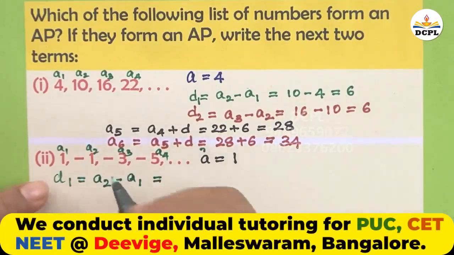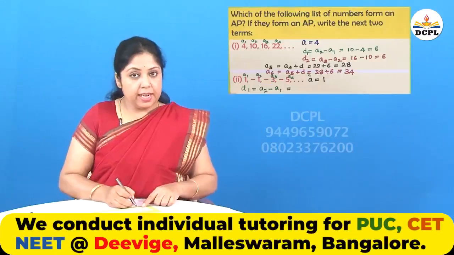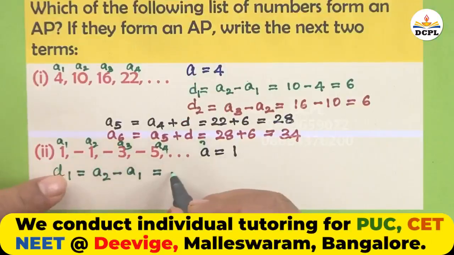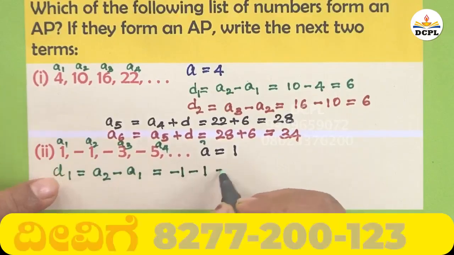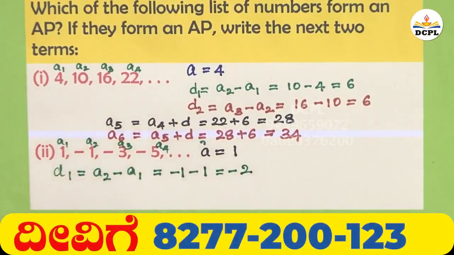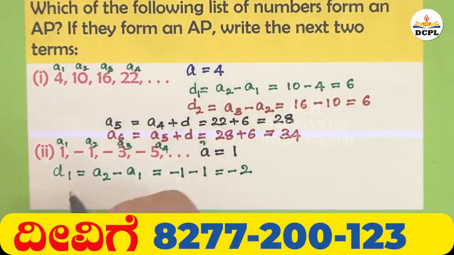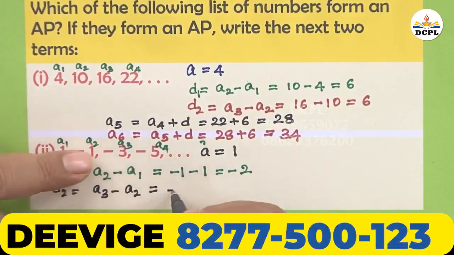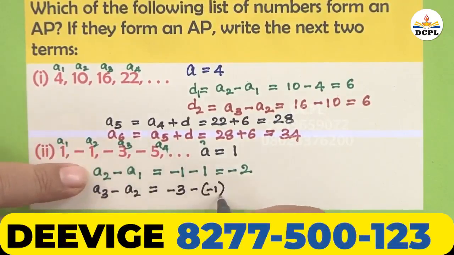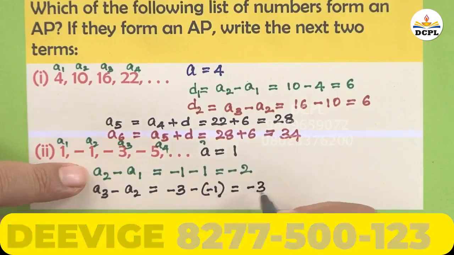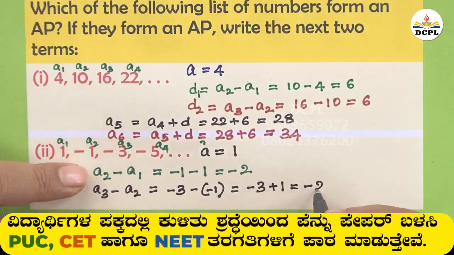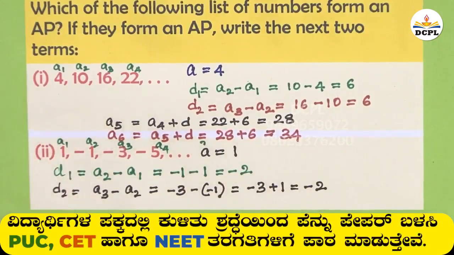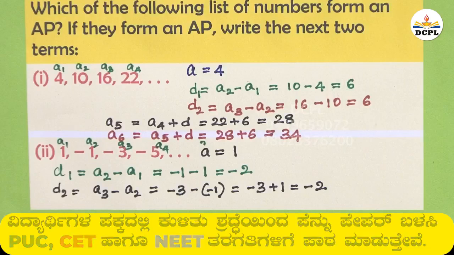Dear students, be very careful whenever there is a negative sign in the sequence. So this is minus 1 minus 1, which is equal to minus 2. The next part is D2. D2 is given by A3 minus A2, which is minus 3 minus of minus 1. So this is minus 3 plus 1, which is equal to minus 2. Again, the common difference seems to be constant. Now let us find the next two terms of this sequence.